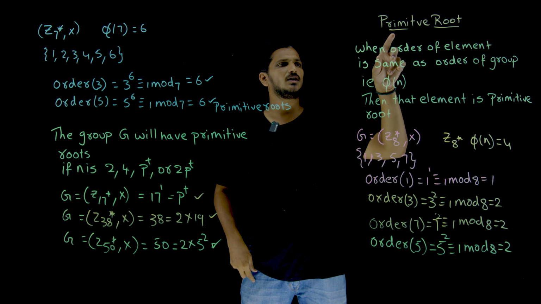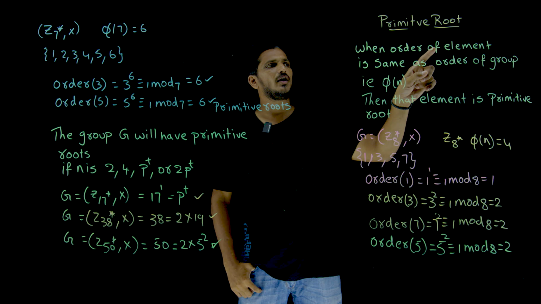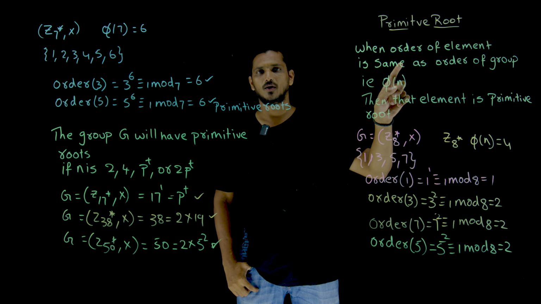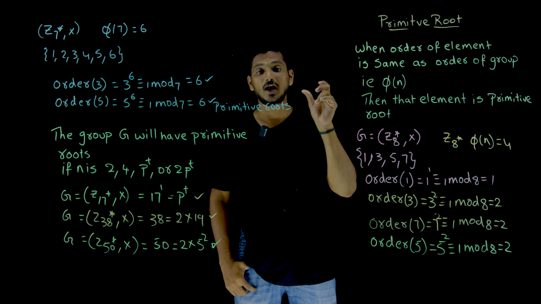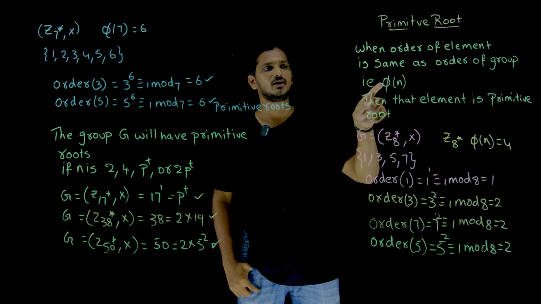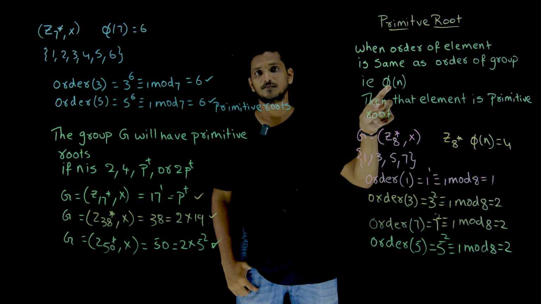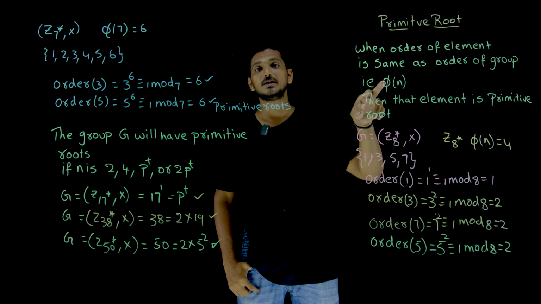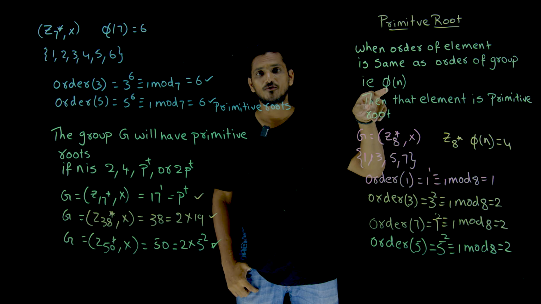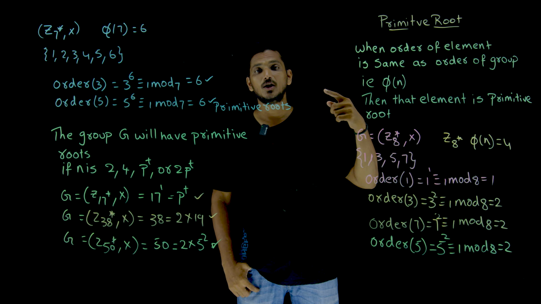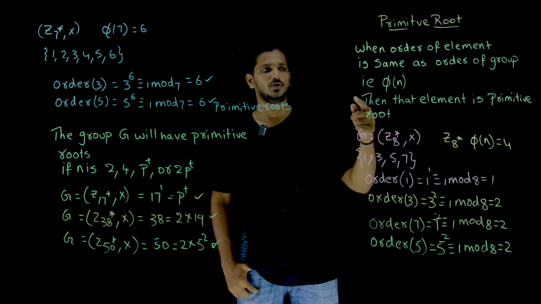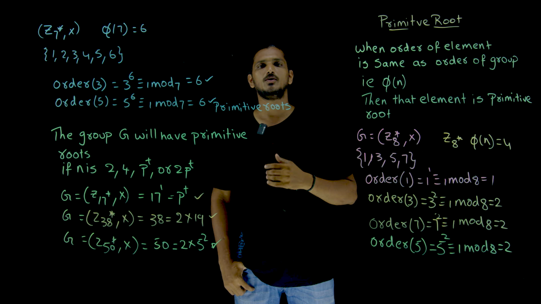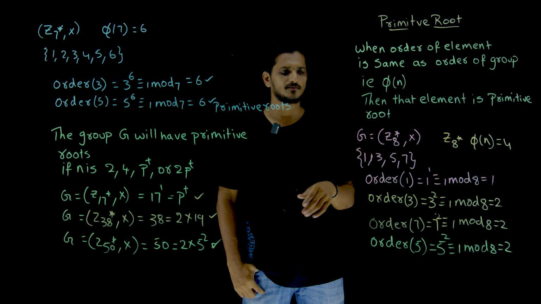Coming to today's class, when the order of an element is the same as the order of a group, what is the order of a group? The number of elements in a group, that we identify using phi of n. These discussions were made previously. When the order of an element is the same as the order of a group, that is phi of n, then that element is a primitive root. With an example, you are going to get a good understanding.